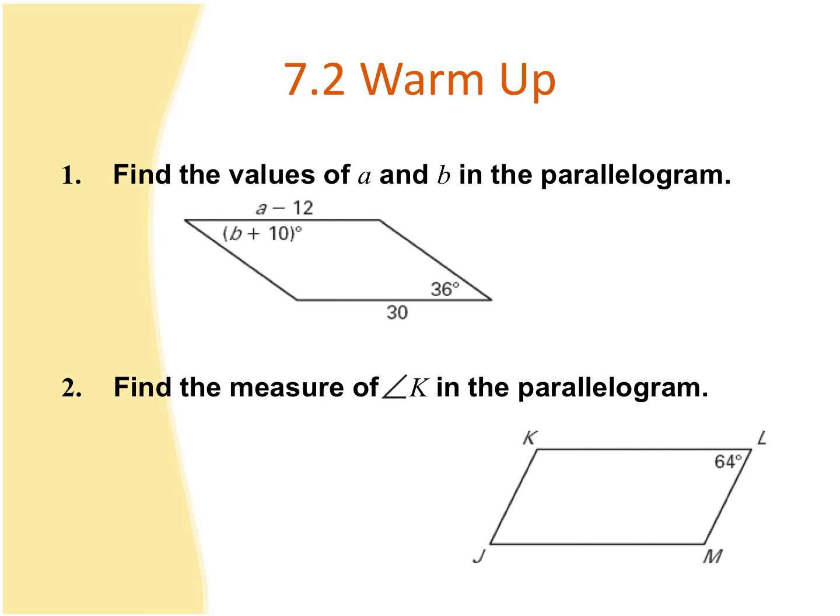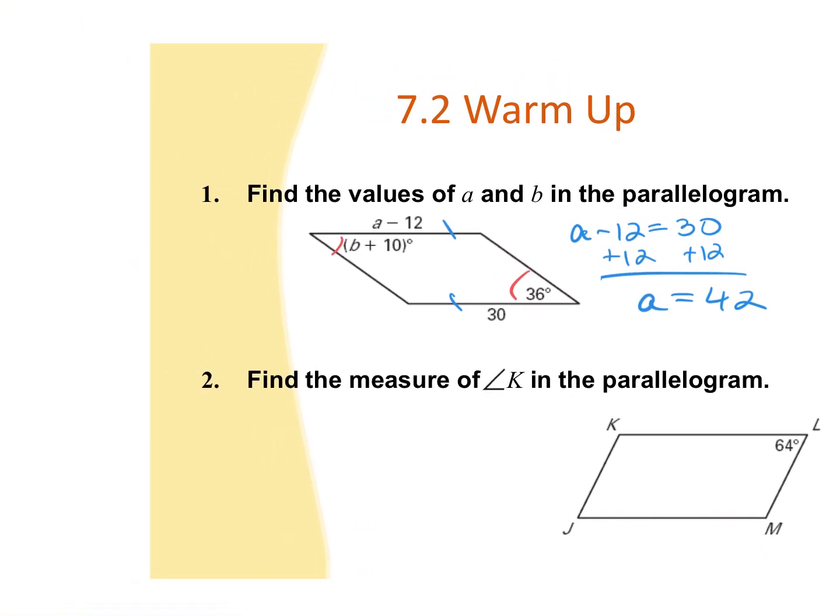Okay, so for the next one, we know that opposite angles and opposite sides are congruent in a parallelogram. So to find the value of A, I am going to set A minus 12 equal to 30. I'm going to add 12 to both sides, and A equals 42. I also know that opposite angles in a parallelogram are congruent. So to find the value of B, it's just B plus 10 equals 36. Subtract 10, and B equals 26.